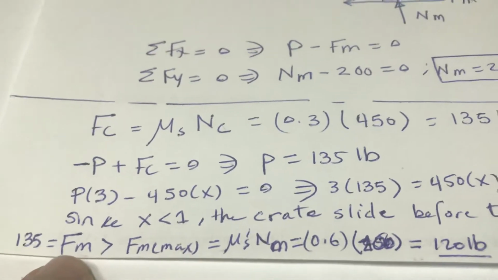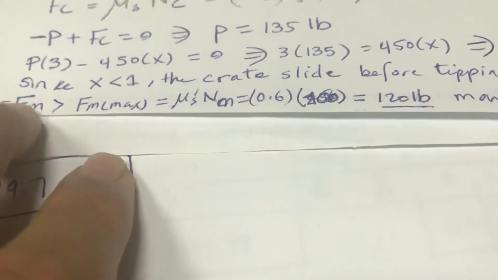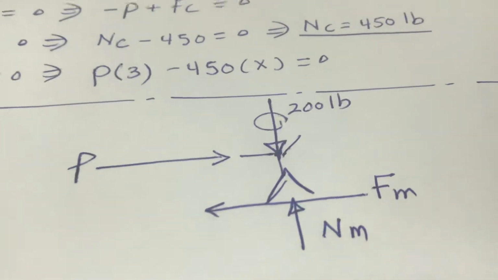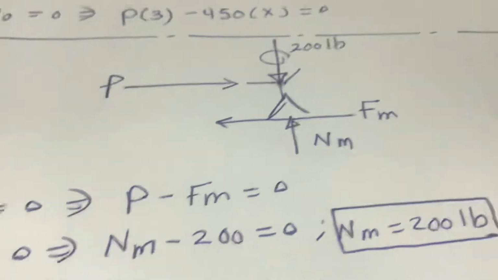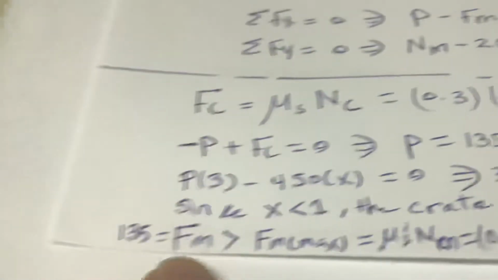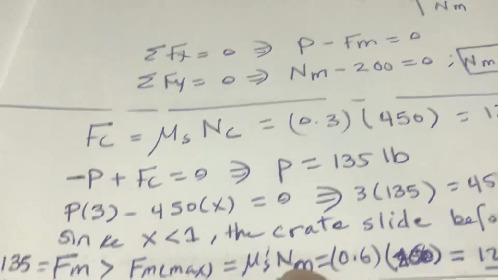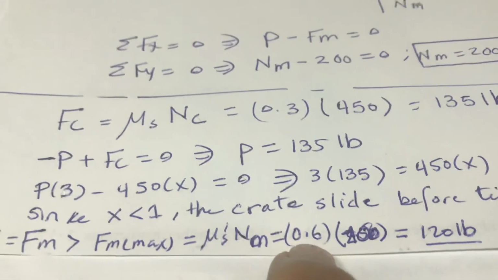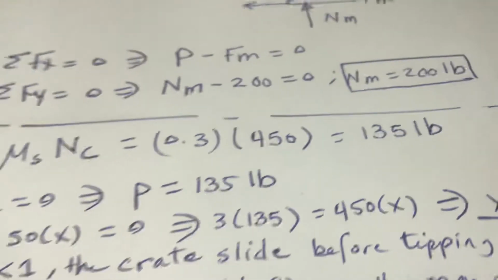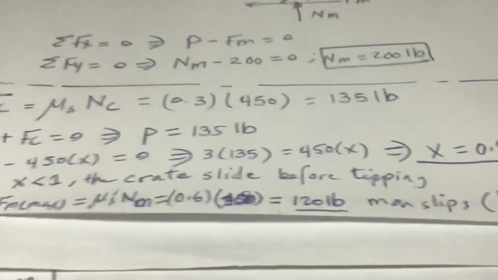What was the Fm? The Fm that we just found is equal to 135. Fm is equal to P, and Fm is equal to P is equal to 135. Okay? So if the Fm is greater than the maximum friction force, which is mu s dash times the normal force because of the man, 0.6 times Nm, and Nm is equal to 200, so 200 times 0.6, you'll get 120 pounds. So 135 is more than 120 pounds. So the man slips, he cannot move the crate.